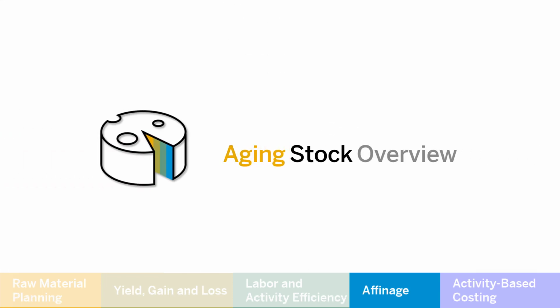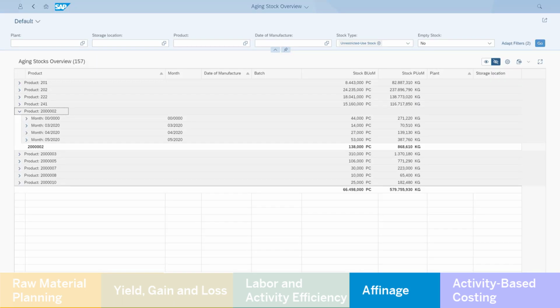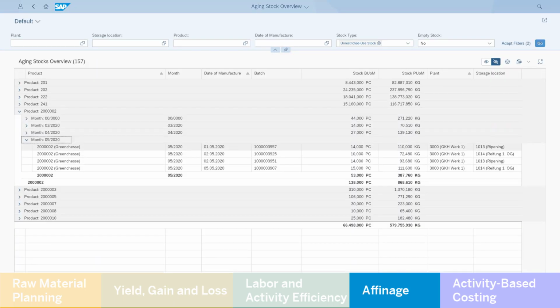The Aging Stock Overview provides you efficient control of cheese aging with a detailed look at all relevant aging batches and their current stocks, and both the base unit of measure and the parallel unit of measure display together on this screen.